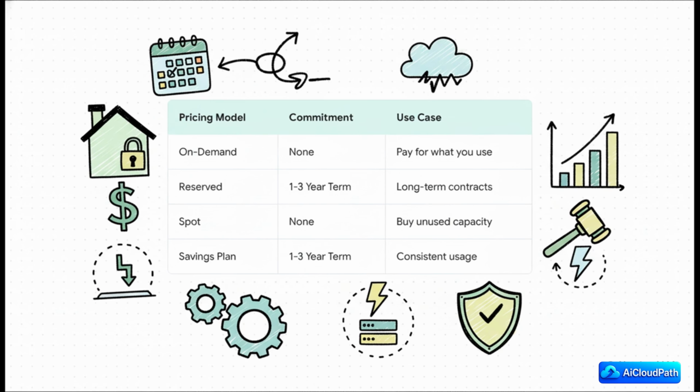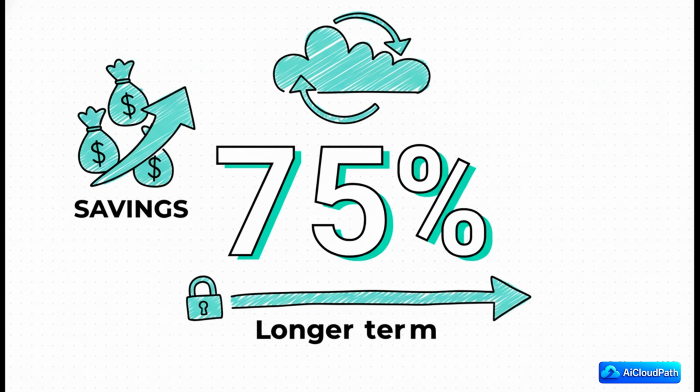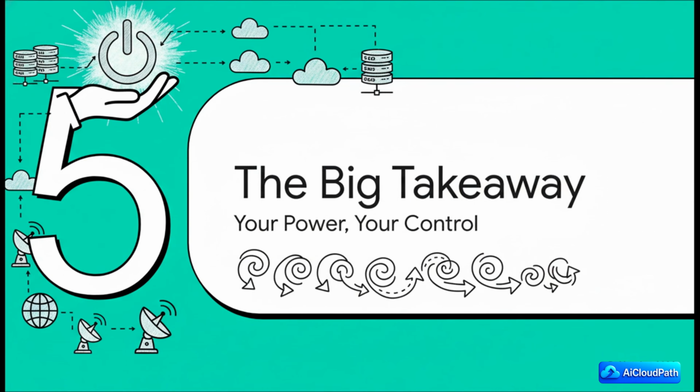And this is why it pays to know your options. I mean, look at that number. If you know your application is going to be running for a while, you can save up to 75% just by choosing a reserved instance over on demand. That is a huge, huge deal. So, after all that, what's the one big thing you should take away from all this? If you remember nothing else, remember this. It's all about power and control.